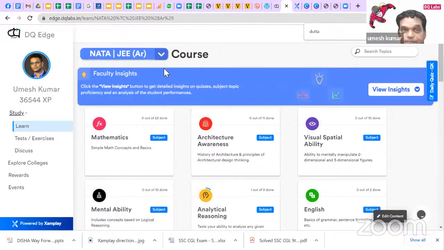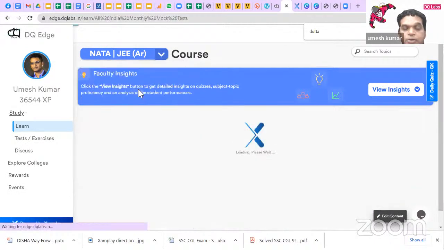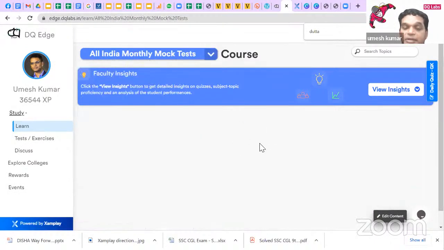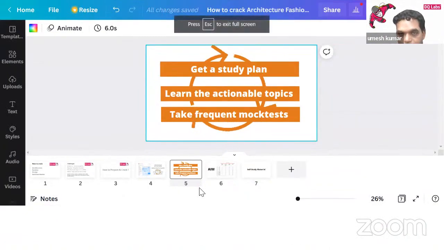Apart from that, we have introduced something very new since December. It is called the All India Monthly Mock Test. Every month we will be releasing one mock test related to a particular exam. I will share the schedule with you as well. The schedule is something like this.